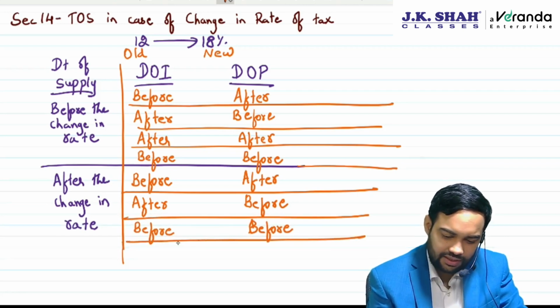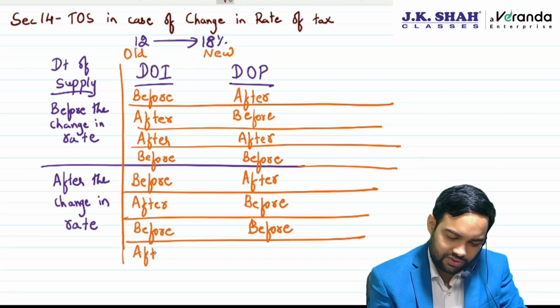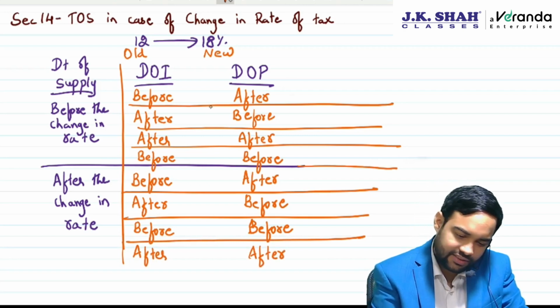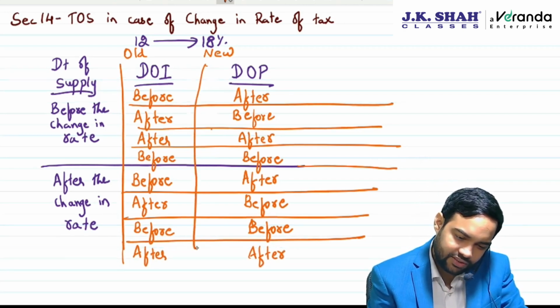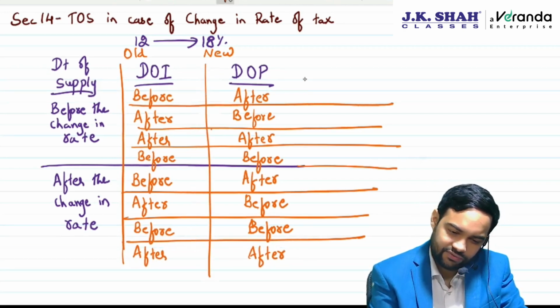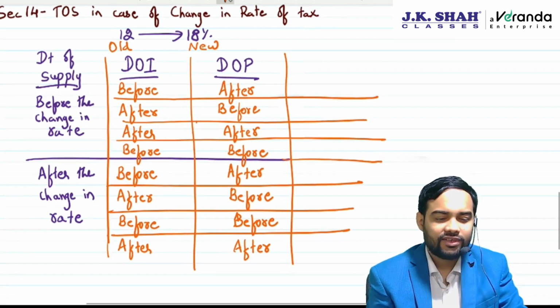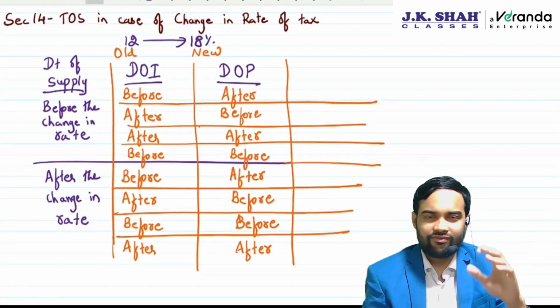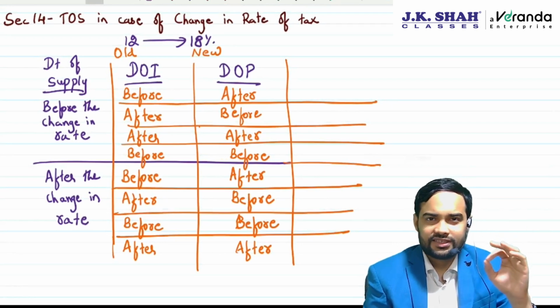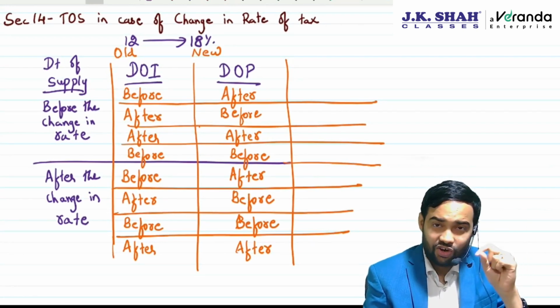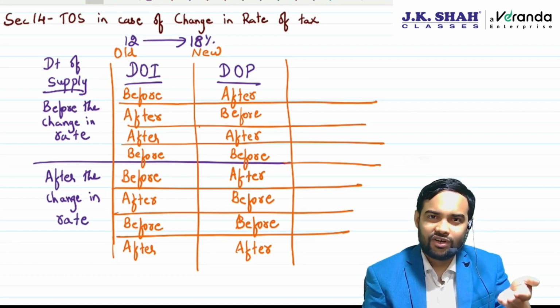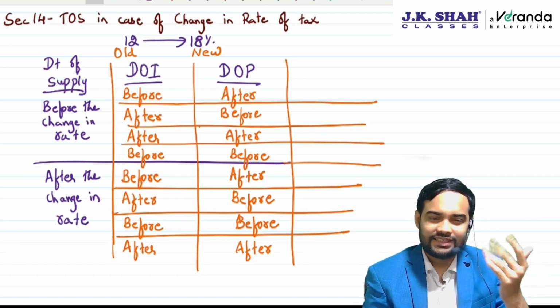So these are the possible scenarios when it comes to change in rate of tax. There is no ninth scenario. There are only these 8 scenarios which are possible. And whenever we say after, after will obviously include on or after, because suppose the rate changes on 1/10, then on that 1/10 the after rate is applicable, because from that day onwards the new rate is applicable.